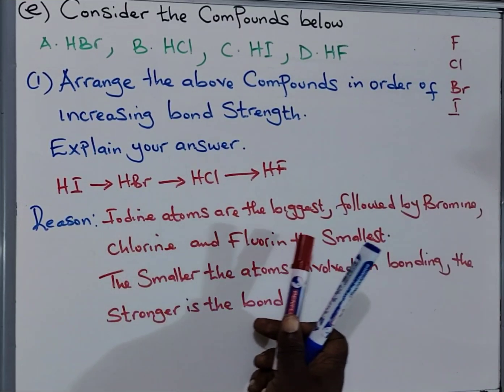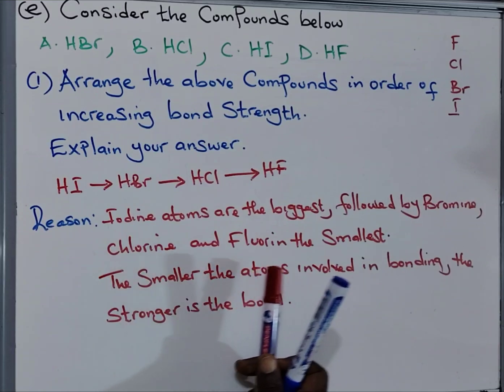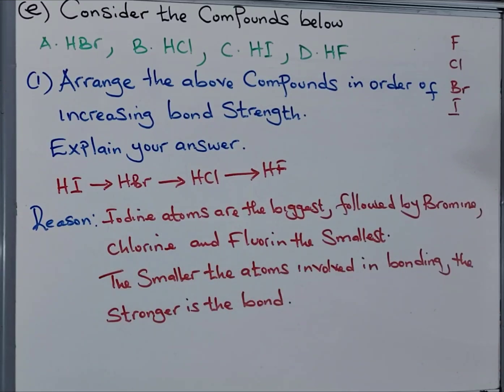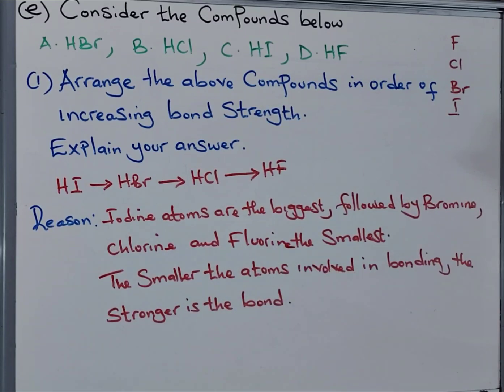The reason is that iodine atoms are the biggest, followed by bromine, chlorine, and fluorine being the smallest. So the smaller the atoms involved in bonding, the stronger is the bond.